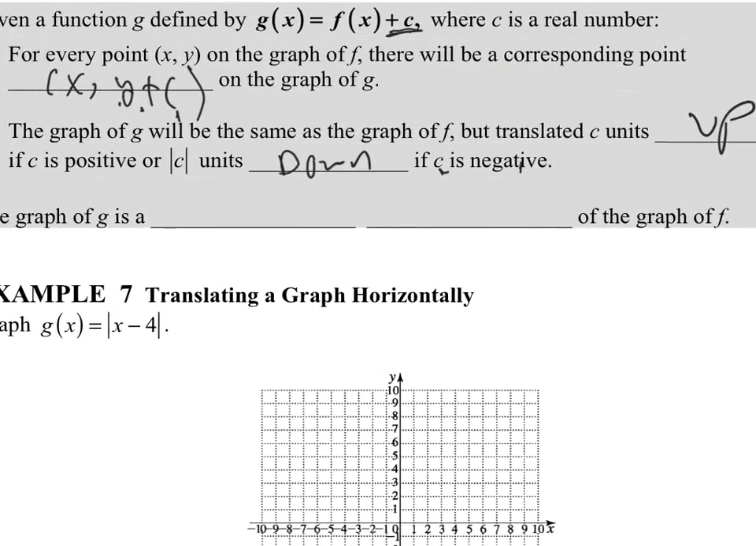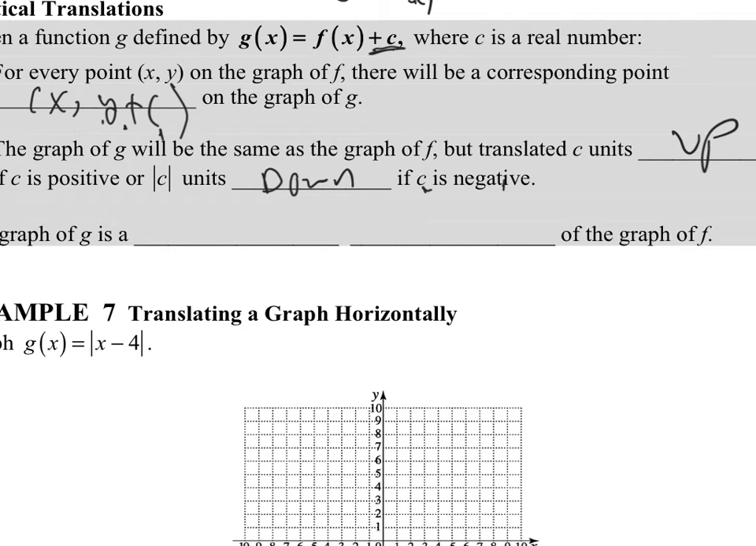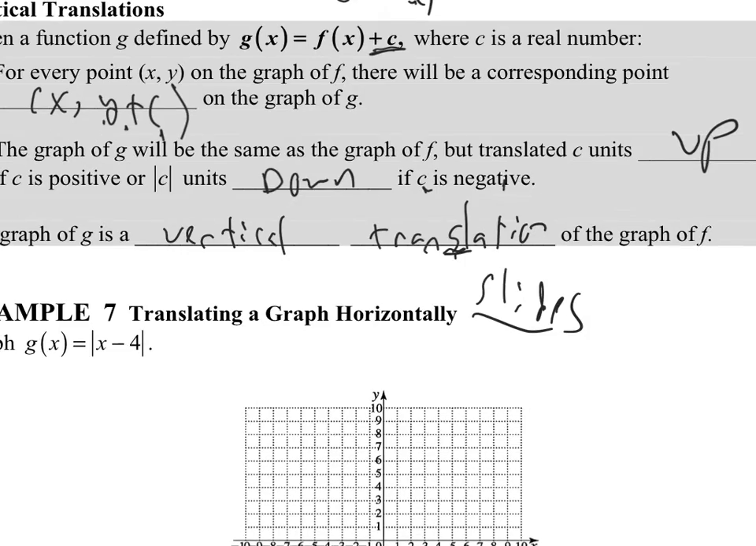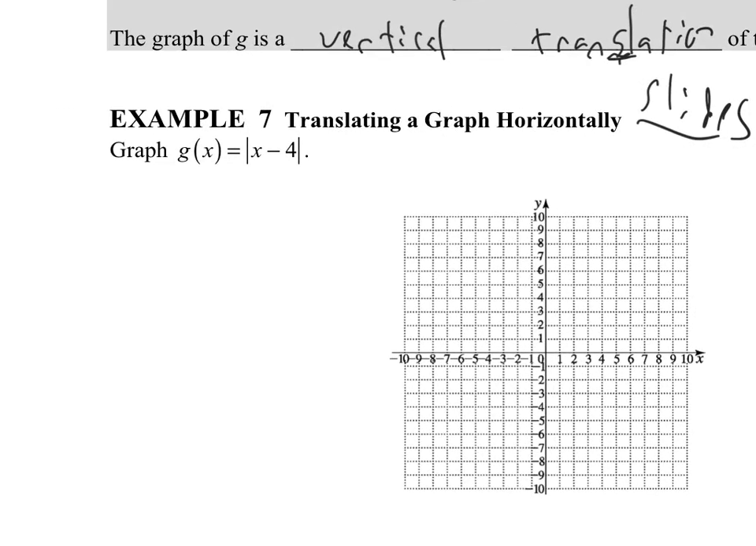The graph of g is a vertical translation. I'm just guessing at his words. It slides. It slides down. That's what translation means. Horizontally was when the number was inside. We've had this already. Opposite of minus 4 means to the right 4.